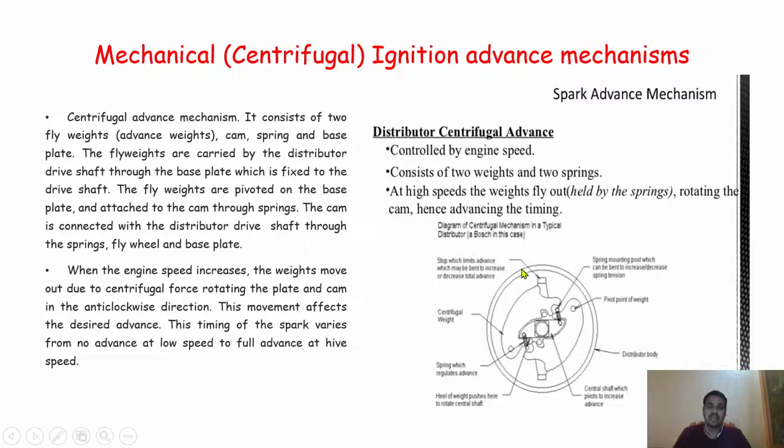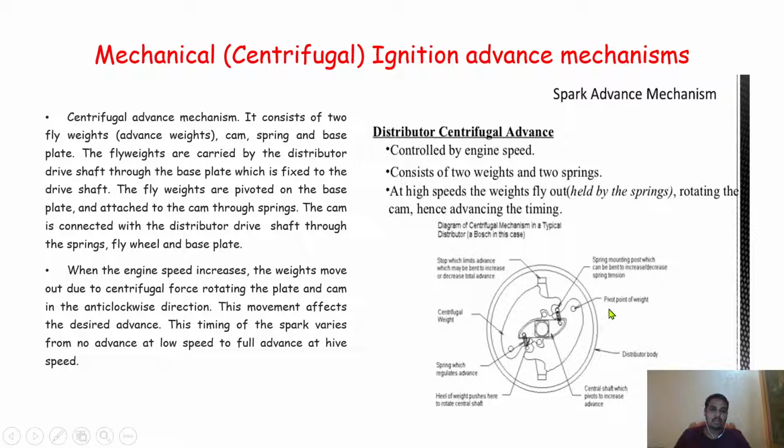Here we have the diagram of a mechanical or centrifugal type of ignition advance mechanism. Why is it called centrifugal? Because we are using the centrifugal force in this particular mechanism. Before understanding the working principle, we must understand the different components present in this diagram.